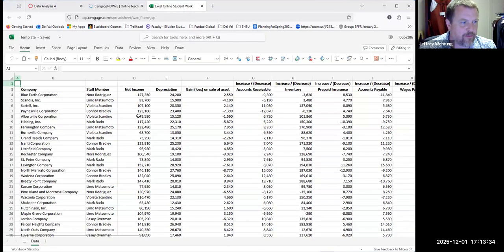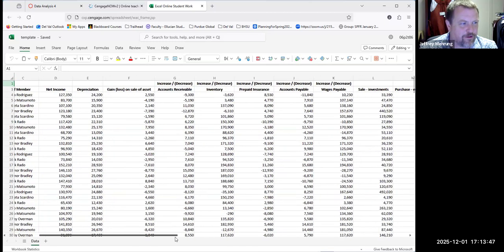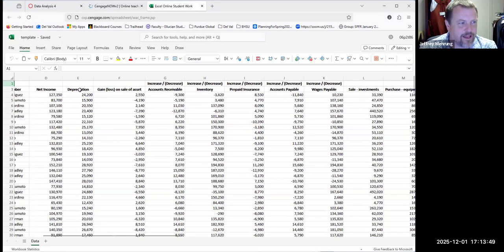We have the company, the staff member, the company's net income, depreciation, and gain or loss on sale of an asset. Cool. As we remember, if we're doing our operating activities, we take our net income, add back in all of our depreciation and amortization, and make adjustments for the gain or loss on the sale of an asset. And it'll be the opposite, right? If we have a gain, we're going to subtract that off of our operating cash. If it's a loss, we're going to add it.